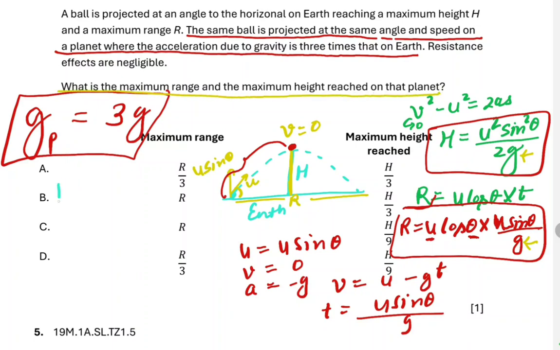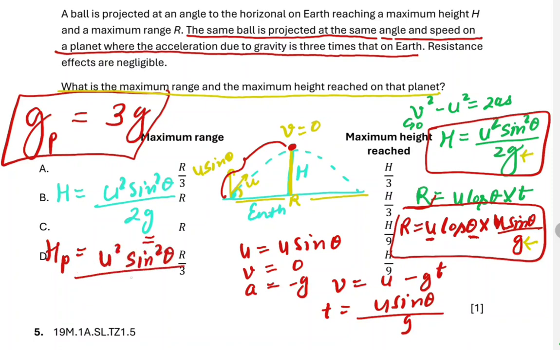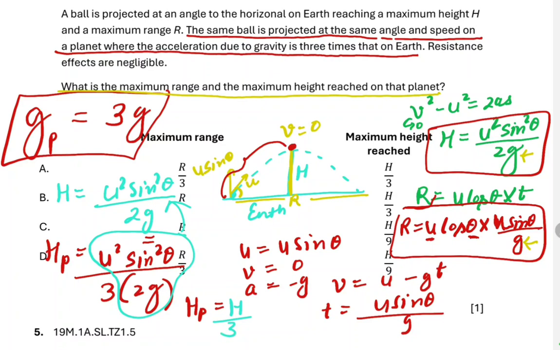So what is the maximum range and the maximum height reached on that planet? I know on Earth the height reached is u square sine square theta over 2g, right? On the new planet, instead of g, I'm going to put 3g, because the acceleration on the planet is 3 times the gravitational acceleration on Earth. This is nothing but the maximum height reached on Earth, so the maximum height reached on the planet becomes 1/3 of the height reached on the Earth.